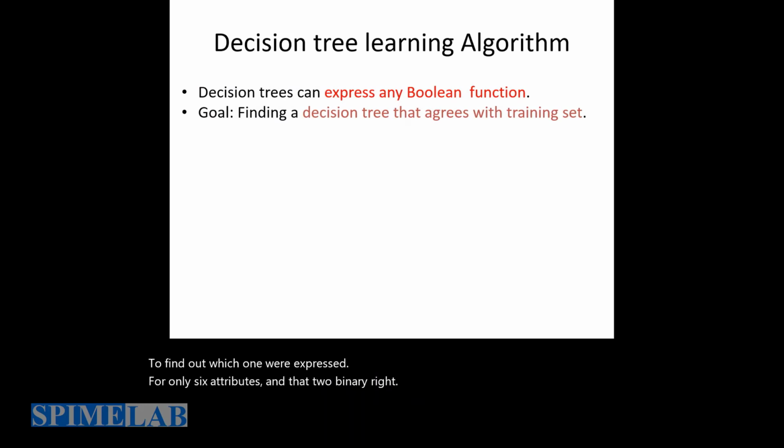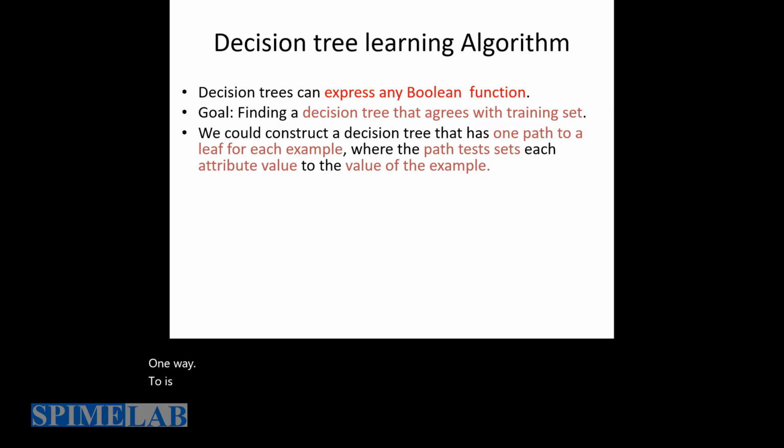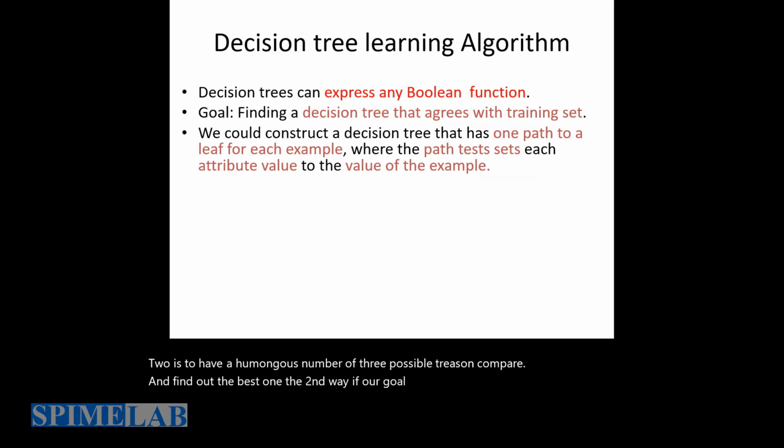So the main goal is that given the training data, if we can produce a plausible tree that agrees with the data, then we are happy with that. It won't be optimal, but there are ways to. One way is to have a humongous number of possible trees and compare and find out the best one. The second way, if our goal is changed, instead of finding the best tree, we restrict ourselves to find a good tree that conforms with the training data or the example data.